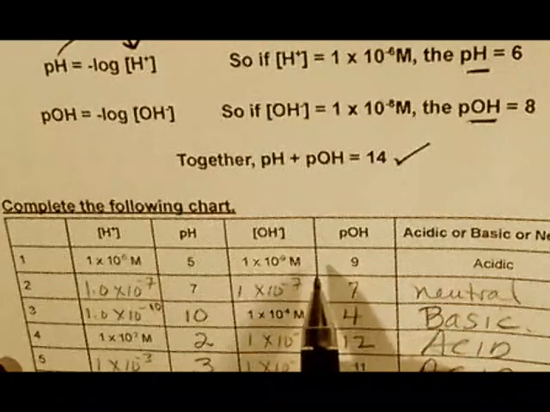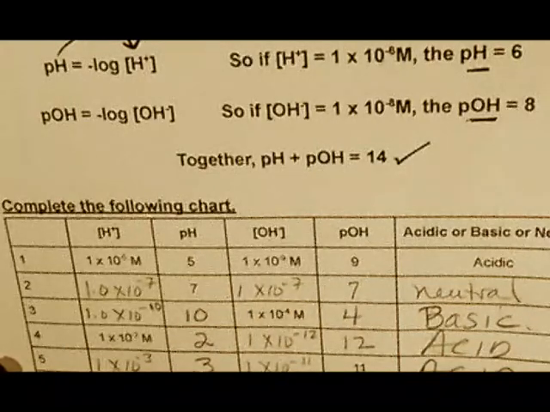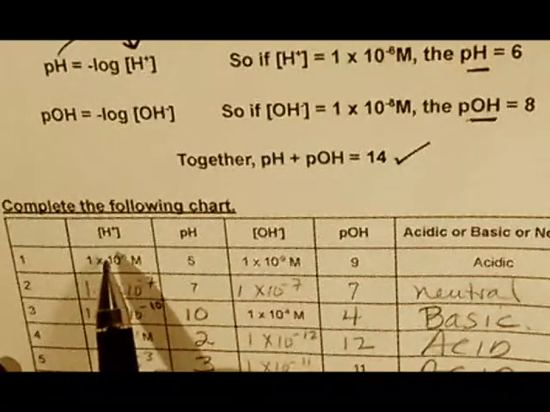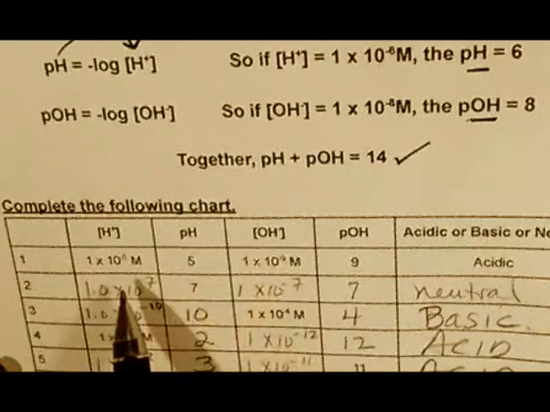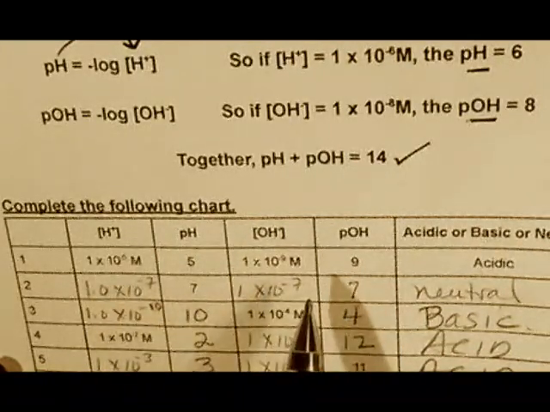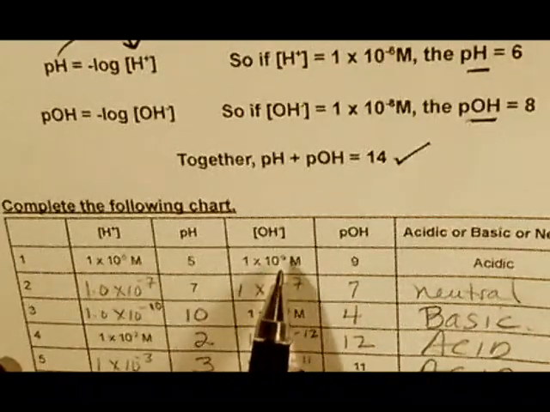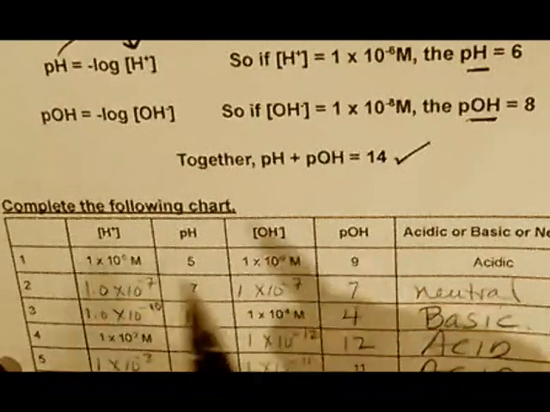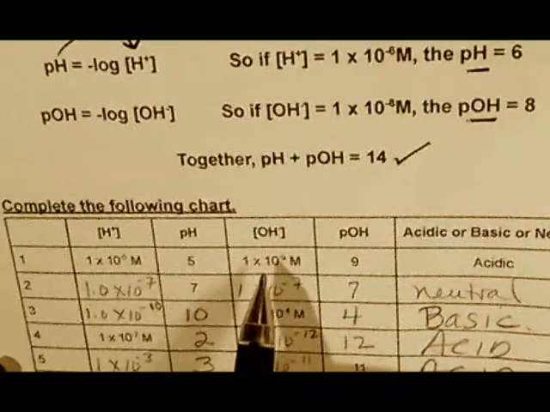Therefore, the hydroxide ion concentration has to be 1.0 times 10 to the negative 9 because the product of the hydrogen ion concentration and the hydroxide ion concentration has to equal 1.0 times 10 to the negative 14. So negative 5 and negative 9 brings you back to the 1.0 times 10 to the negative 14. Because as a reminder, when you multiply scientific notation, you add the exponents.